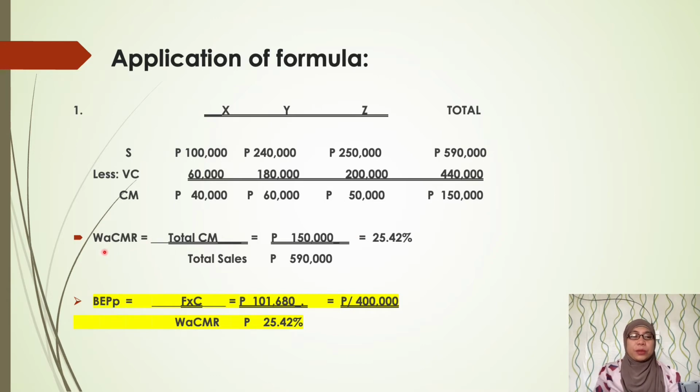So, for the weighted average contribution margin ratio, total contribution is 150,000, total sales is 590,000. Ito nga siya. So, we will get 25.42%. So, in computing break-even point in peso, we will use this weighted average contribution margin ratio. So, fixed cost is 101,680 over 25.42% na weighted average contribution margin ratio. We will get 400,000 pesos as our break-even point in peso. So, this is the answer for number 1.